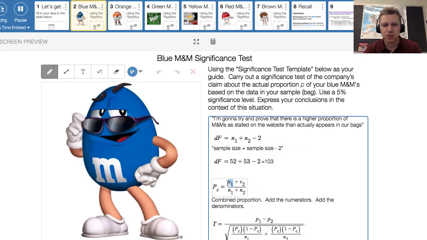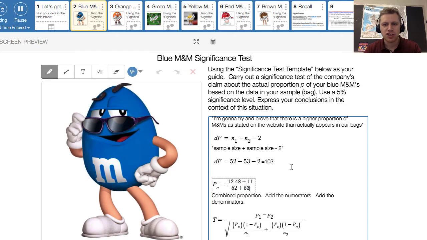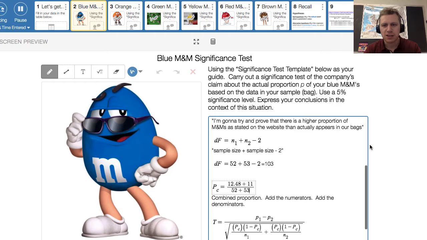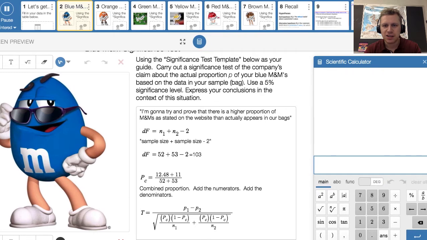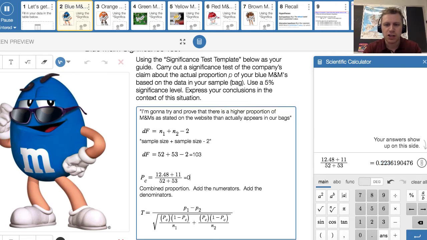So my first numerator was 12.48 over 52. That was what the website says. And we got 11 over 53. Let's just double check those numbers. 12.48 over 52. Yeah, that looks solid. Okay. Now let's get an actual decimal representation of this number, right? Now I'm just going to round it to the nearest thousandth. That 6 says round up. So I'm going to use 0.224, equals 0.224.